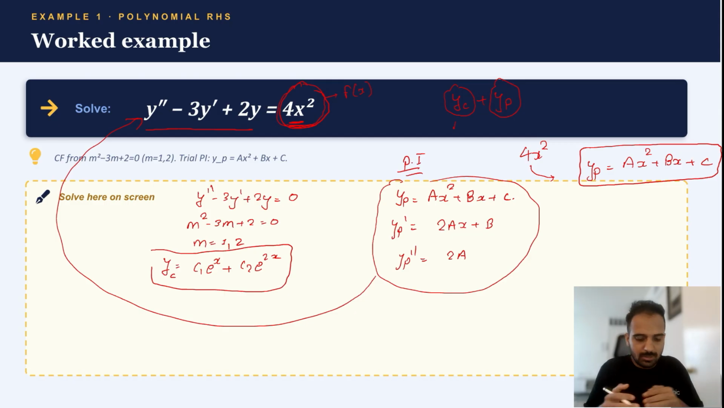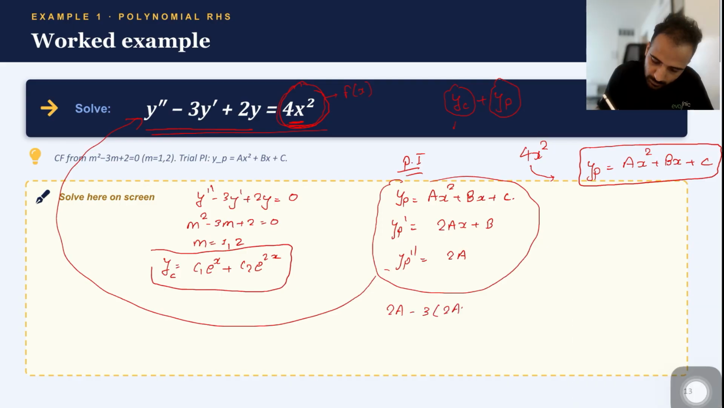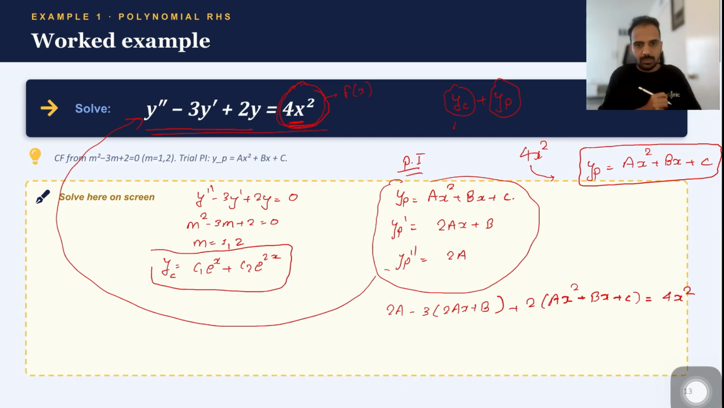This should satisfy the whole equation, because the complementary solution dies off after a certain time, and the only remaining solution will be the particular solution, and that still needs to follow your ODEs. So this should satisfy your given ODEs. That means putting everything back in the ODEs, I will have 2a minus 3 times (2ax plus b) plus 2 times (ax square plus bx plus c) equals 4x square.